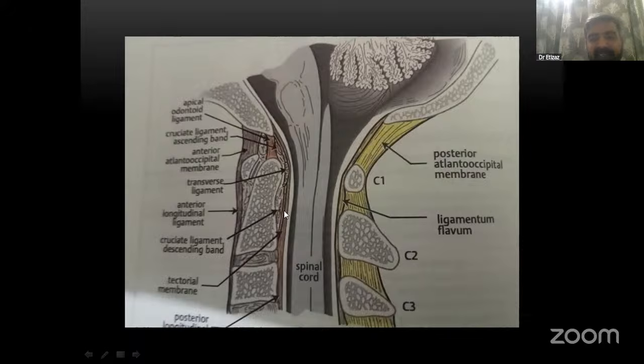When we go downward, there is another ligament, which is the tectorial membrane. It lies posteriorly, just anterior to the posterior longitudinal ligament. Okay, it has two parts: one is the superficial part and the other is the deep part. So these are the ligaments. When we see posteriorly, there are two important ligaments. One is the ligamentum flavum. Look at here, this is the ligamentum flavum strip. And second is the posterior atlanto-occipital membrane.